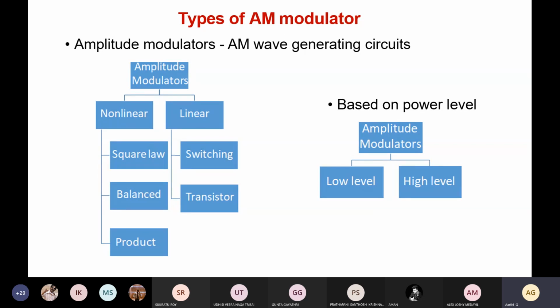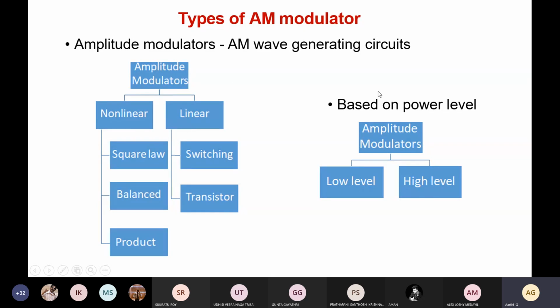device characteristic. So in such case, we have classified the modulators as switching modulators and transistor modulators when it is in the linear operating range. And if it is operated in the nonlinear range, we have a square law modulator, balance modulator, and product modulator. All these are different types in the nonlinear category, and switching and transistor modulator comes under linear category. So we'll study one by one. We will take any one example for both the cases.